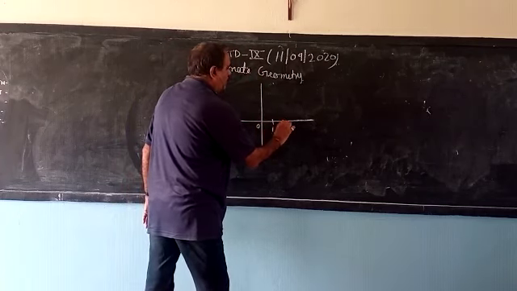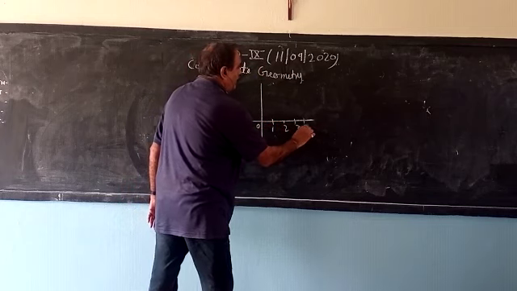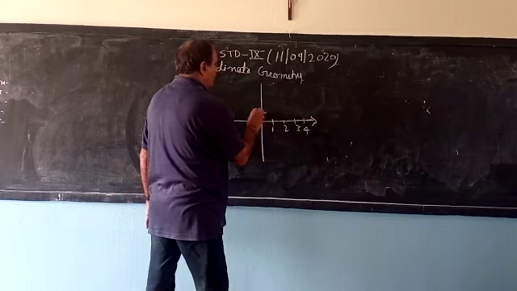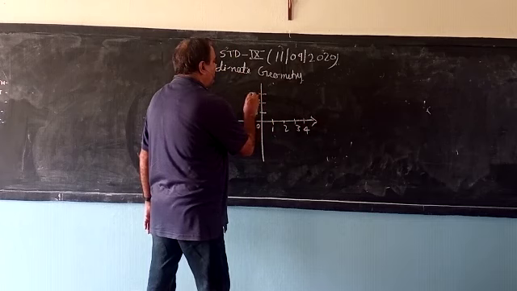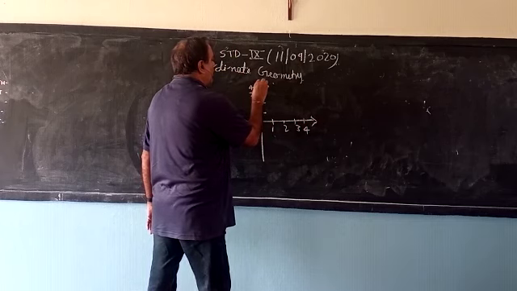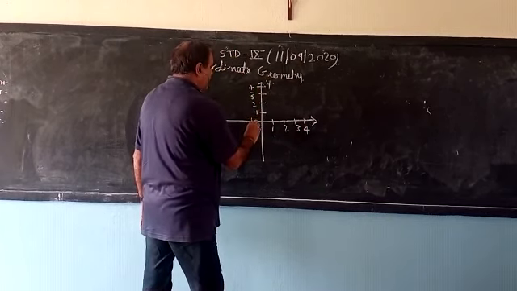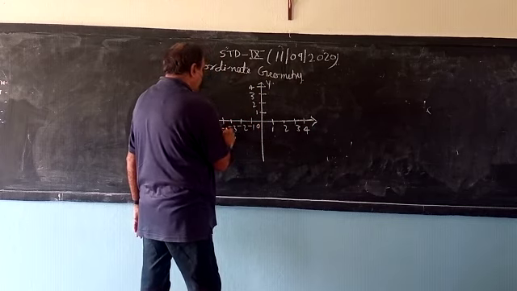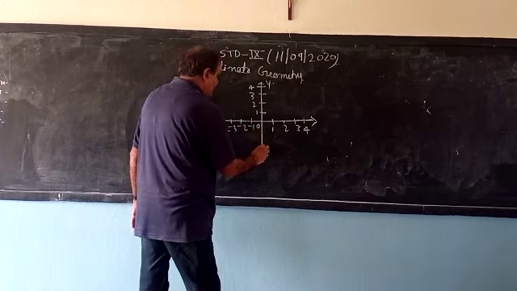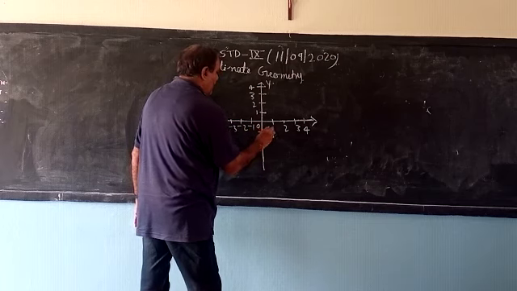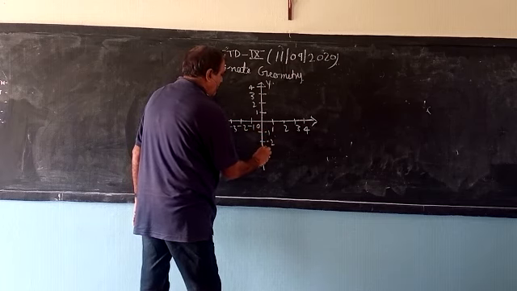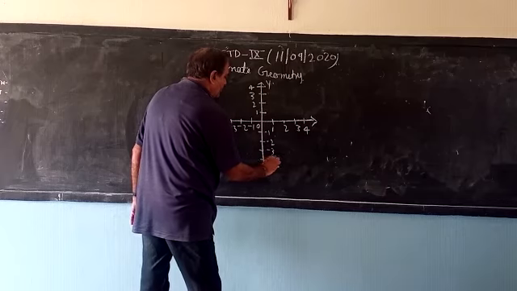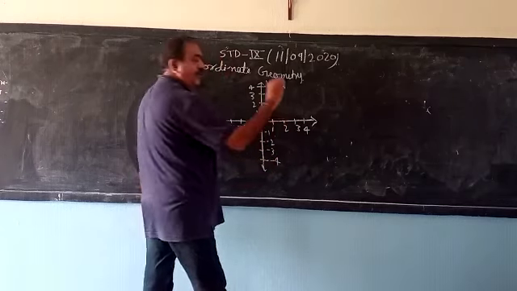Zero, 1, 2, 3, 4, x-axis, 1, 2, 3, 4, y-axis, minus 1, minus 2, minus 3, minus 4, negative x-axis, minus 1, minus 2, minus 3, minus 4, y-axis.